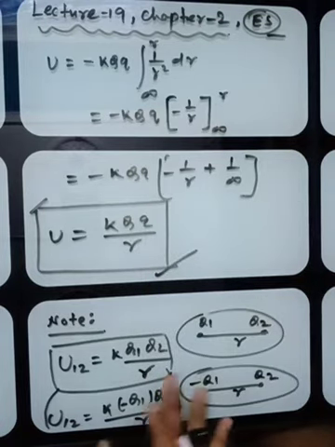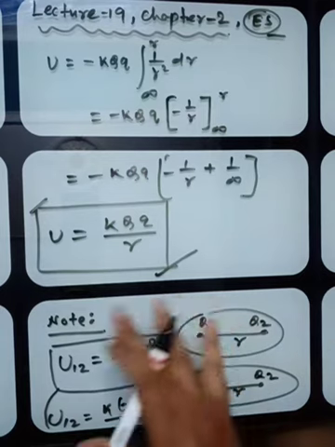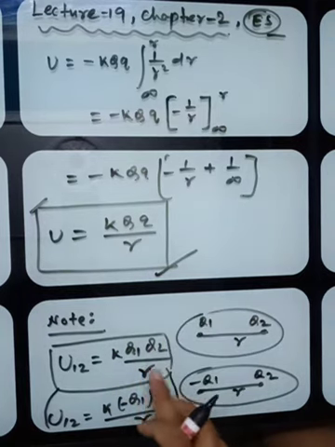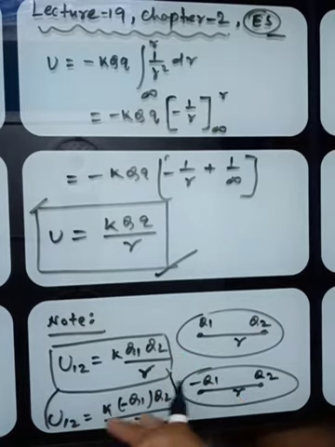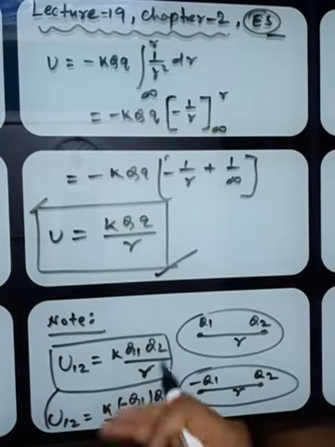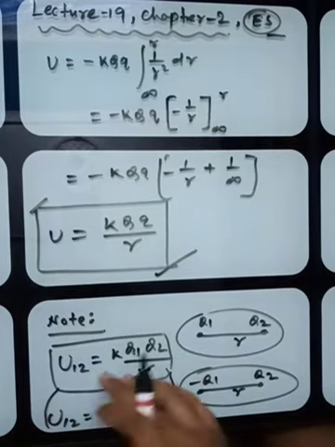But there is no change in the magnitude of potential energy. Remember, magnitude is not going to be changed. Magnitude is the same. It is only giving you the concept of whether the amount of energy in the system, where we have the two charges, is positive or negative. Nothing else.